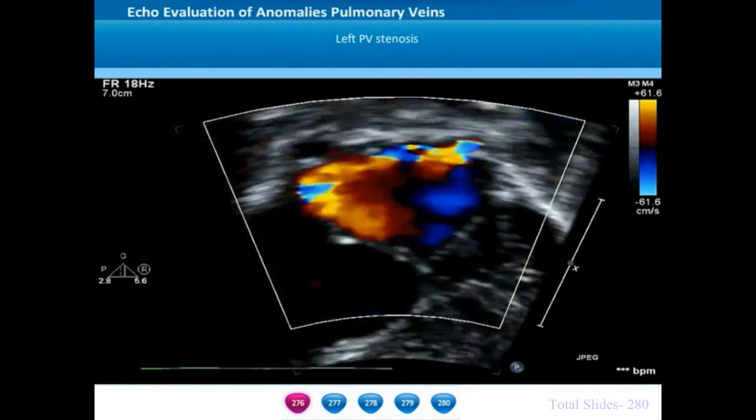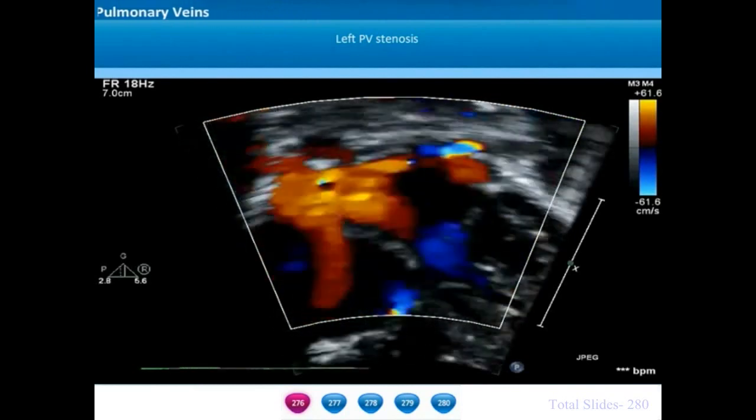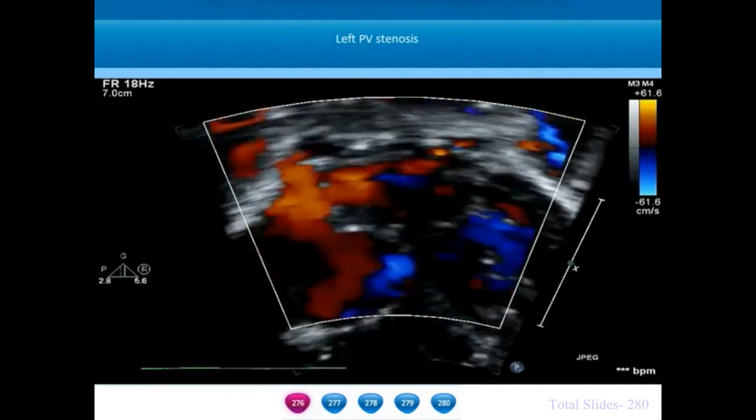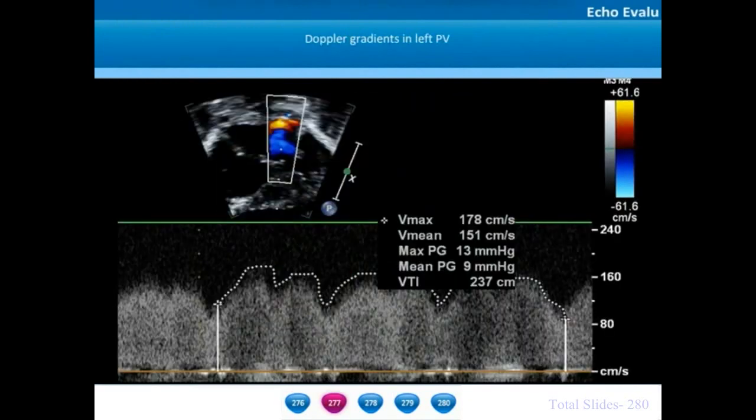In this second example, we see a left pulmonary vein stenosis. There is a turbulent flow from the left pulmonary veins, whereas the right pulmonary venous drainage is normal. The spectral Doppler gradients across this left pulmonary vein shows a mean gradient of around 9 millimeters of mercury.